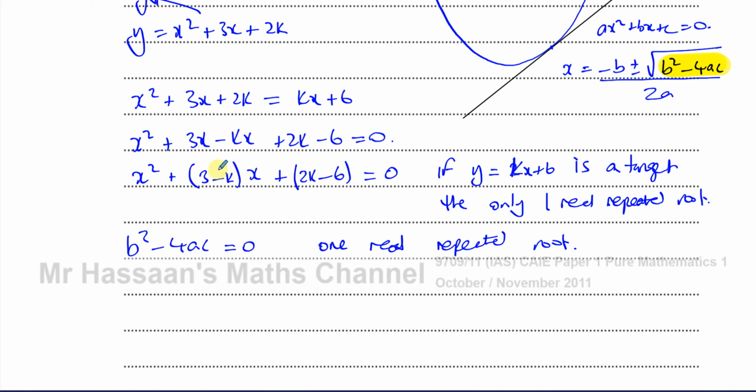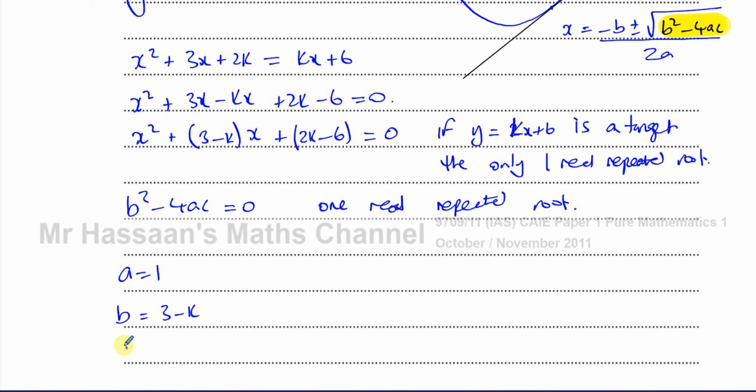So here our a is the coefficient of x squared, which is 1. Our b is the coefficient of x, which is 3 minus k. And our c is our constant, which is 2k minus 6. If we take b squared minus 4ac, hopefully we will have an equation which we can solve for k, and those will be the values of k for which this will only have one real root.